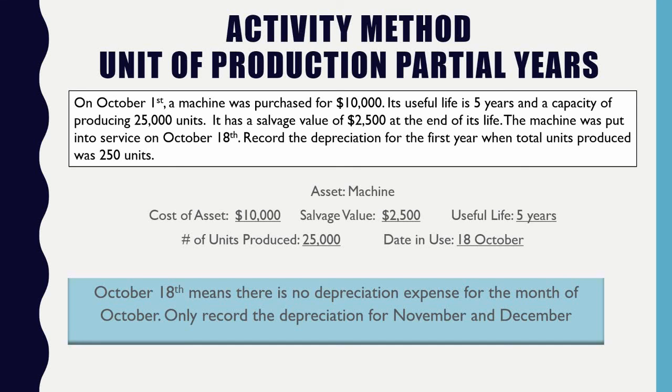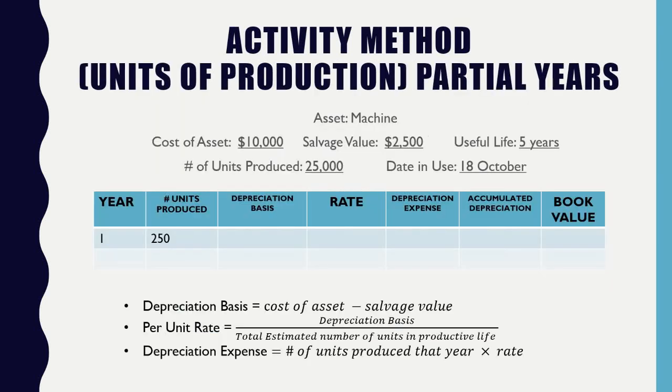So therefore, because we're dealing with partial years, right, the assumption is that most depreciation is taken at the end of the year, which means I can only depreciate this asset for November and December, right? Because I'm not accounting October because it's after the 15th. So in this case, I'm only counting November and December, okay? So how am I going to calculate this?